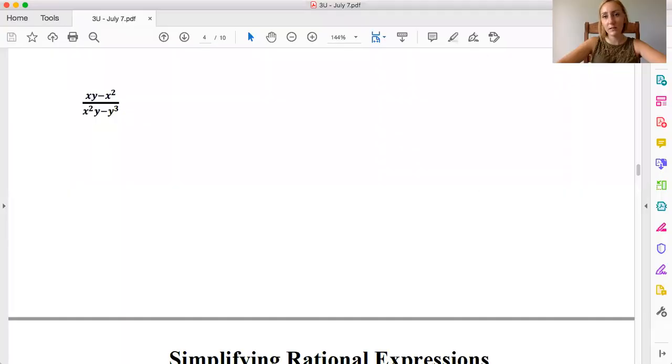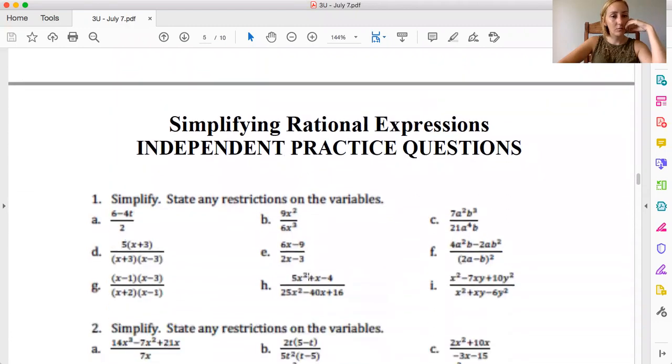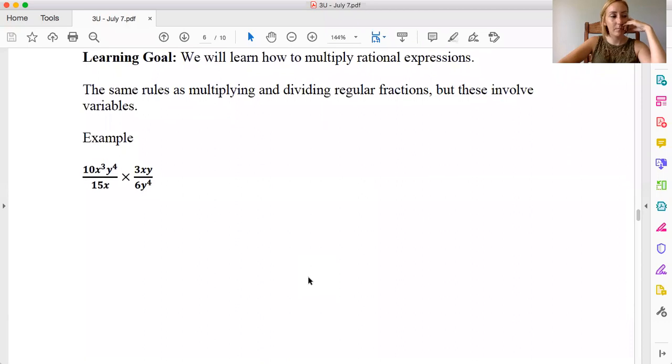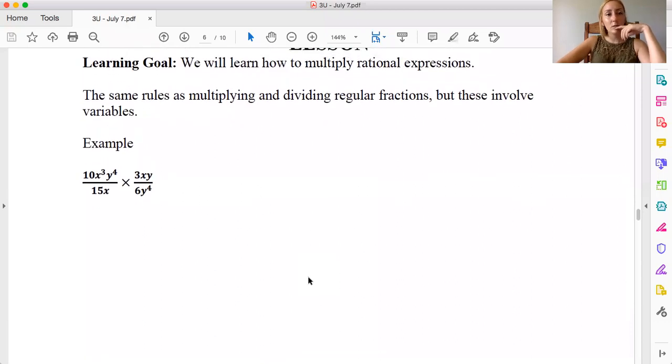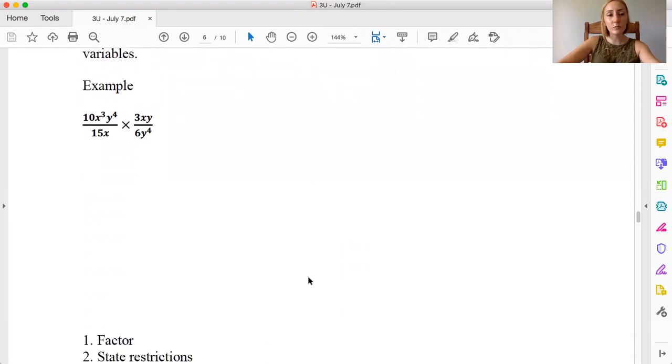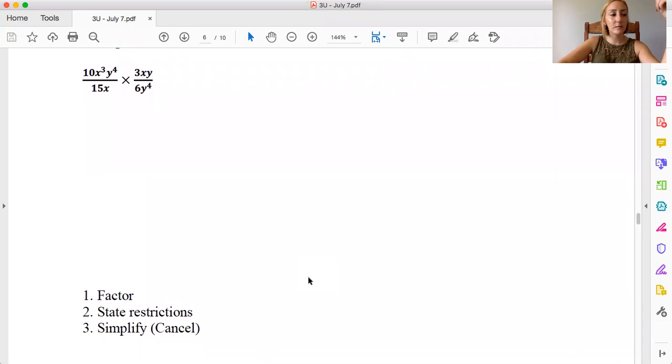My screen here. So we're still on rational expressions. We're looking at multiplying and dividing the rational expressions, which this part does get quite lengthy. So the same rules as multiplying and dividing regular fractions, but these involve variables. I mean, math is math, nothing really changes after that.